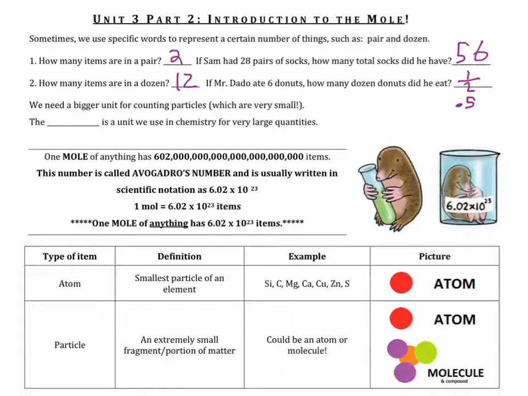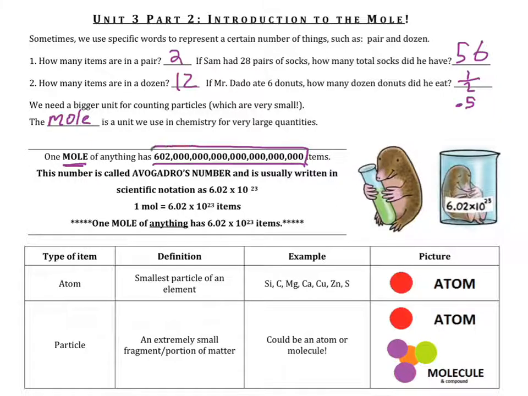But here's the thing. The word pair and the word dozen represent numbers that are smaller, but we need a unit that's going to represent a larger number of items, and that unit is called the mole. And so the mole is a unit we use in chemistry for very large quantities. And notice what 1 mole is. 1 mole of anything is 6.02 times 10 to the 23rd atoms. And so that's how many items there are in 1 mole.